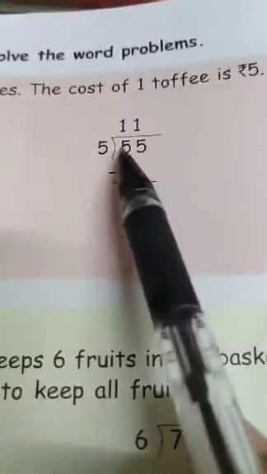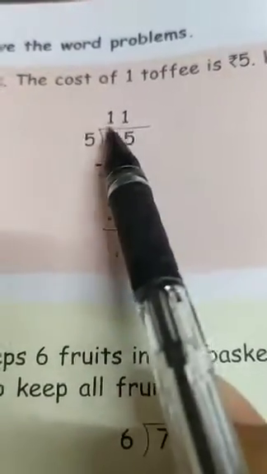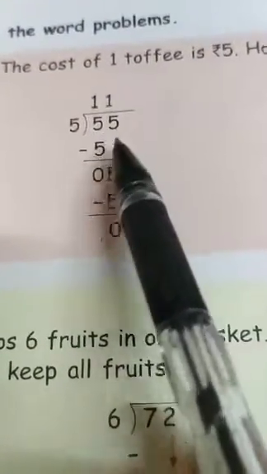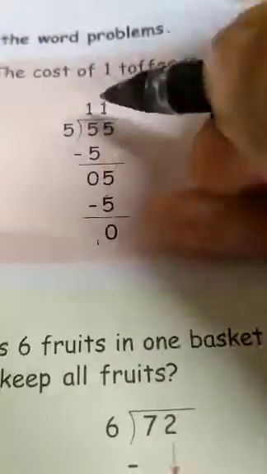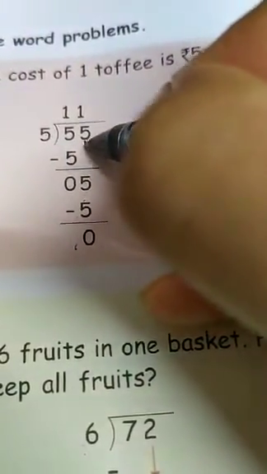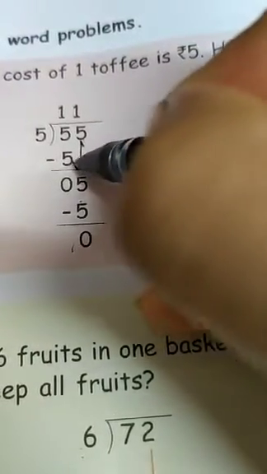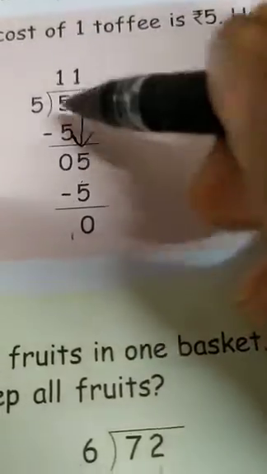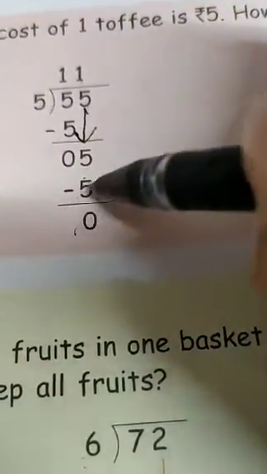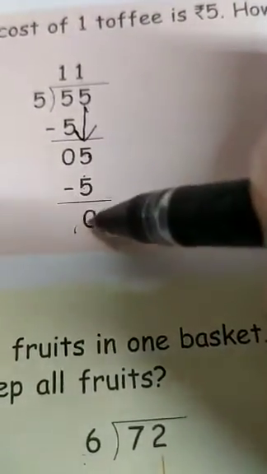Now see, in the table of 5, is 5 there? Yes. So 5 ones are 5. 5 minus 5, 0 is there. Now what is next? This 5 we completed. Now this 5 is remaining. So we take that 5 downside. Now again 5 ones are 5, and 5 minus 5, 0.